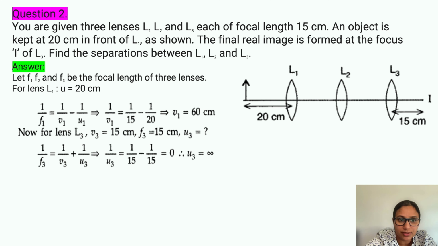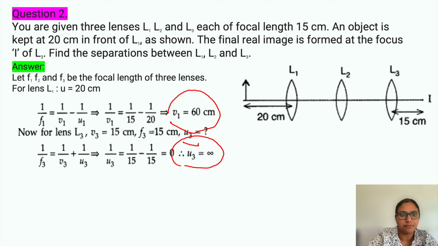So we have to calculate the image distance of L1 using the focal length and the object distance. Here again the object distance is taken as negative. So v1 we will get as 60 centimeter. So the image distance of lens 1 will be 60 centimeter. Next, using lens L3, we can calculate the object distance of L3, which is equal to infinity.